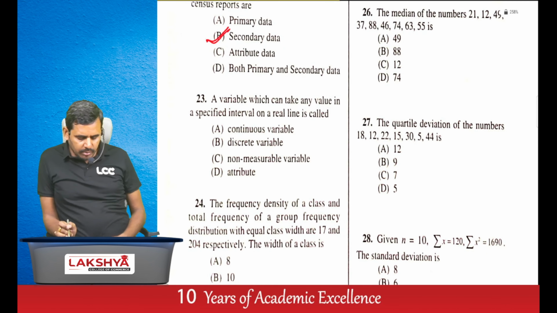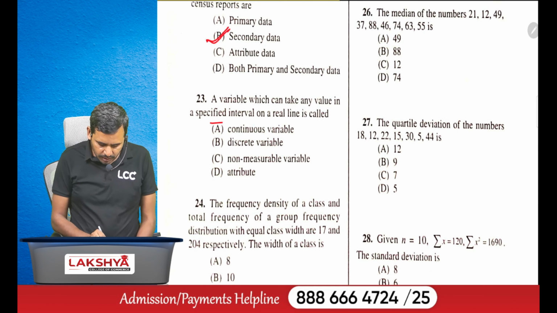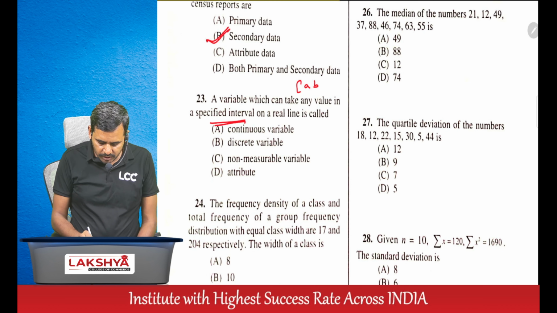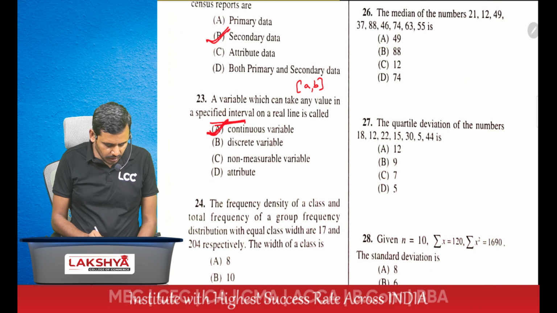23. A variable which can take any value in the specified interval, specified interval of time is given, then a comma b. Then we say that it is called a continuous variable.